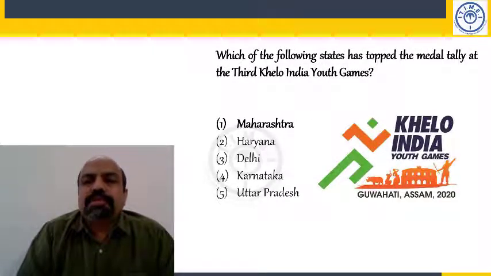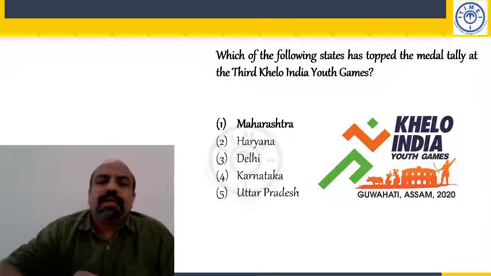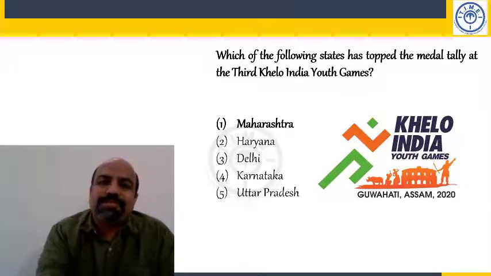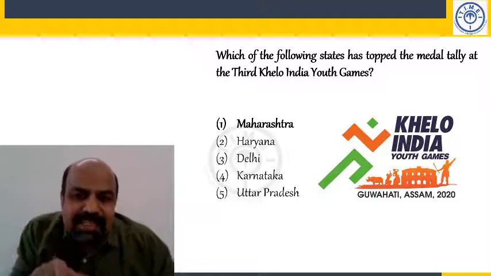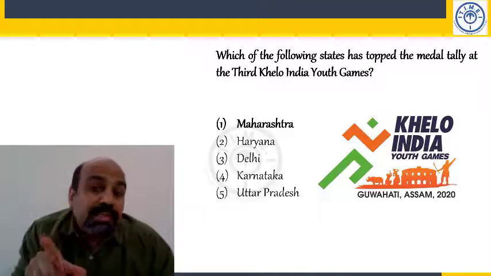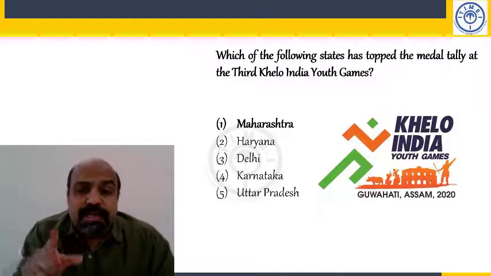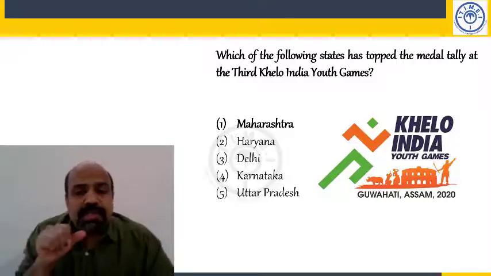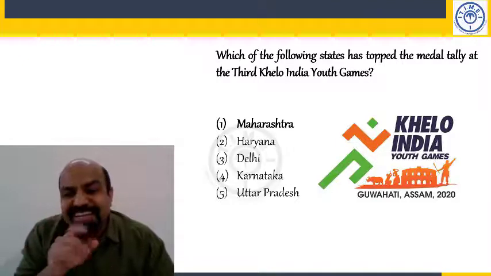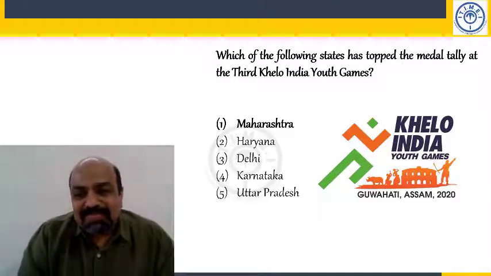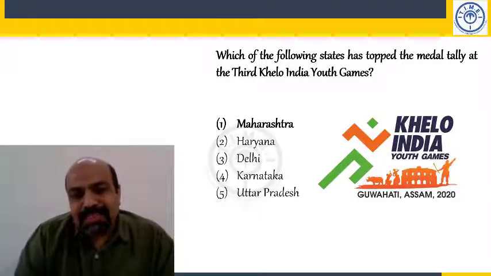Which of the following states has topped the medal tally at the third Khelo India Youth Games? These top 5 are the same top 5. The way they are serialized: Maharashtra 178 golds, Haryana 68, Delhi 39. That's the 3 I remember. So Maharashtra, Haryana, Delhi.